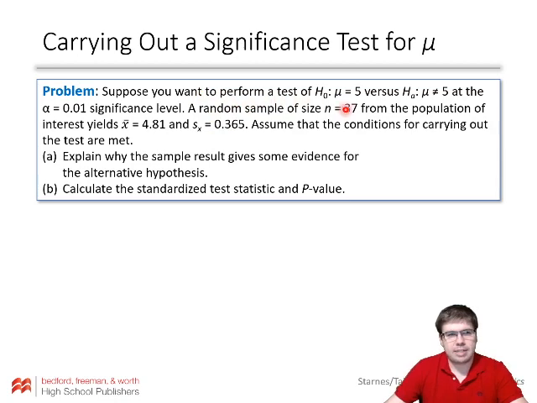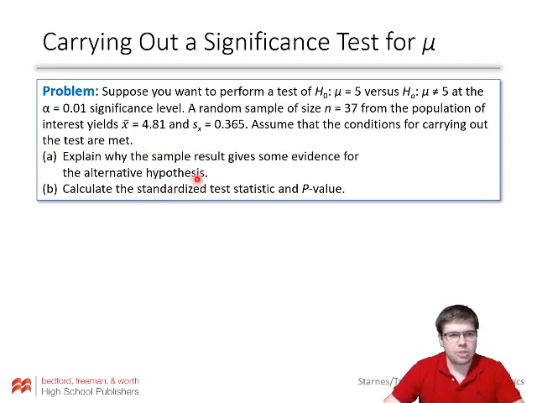Suppose you want to perform a test of the null hypothesis that the mean is 5 versus the alternative not equal to 5 at the 0.01 significance level. So that's how unlikely we want something to be. If it's less likely than that, we will reject the null hypothesis and accept the alternative and so on. A random sample of size 37 from the population of interest yields an x bar of 4.81 and a sample standard deviation of 0.365. Assume that the conditions for carrying out the test are met.